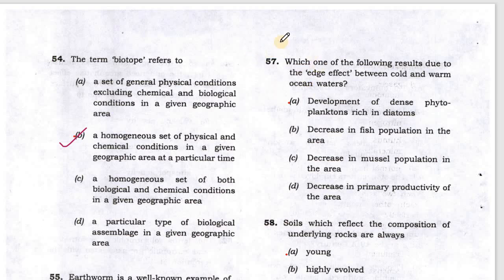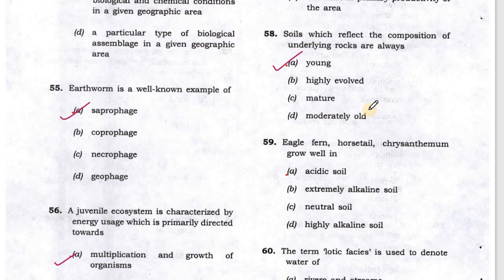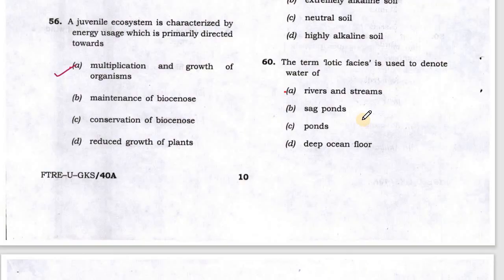And next is the 57. 57 is the development of the, so A will be the age effect. And next is soil which reflects the composition of the underlying rock, it is the young. Next is the angle farm, so this will grow in the acidic soil. So these grow well in the acidic soil.